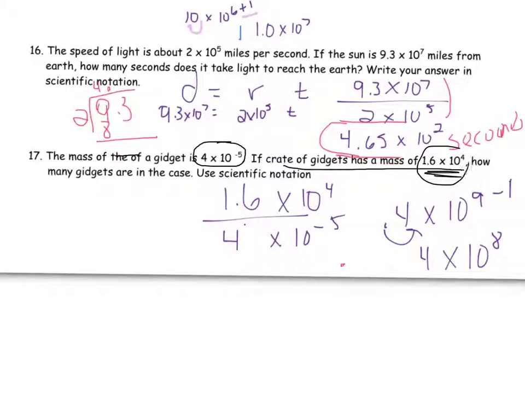So I took my larger number, put it in the numerator. In the denominator, 4 goes into 1.6, 0.4 times, and then I'm dividing powers with the same base, so I have to subtract. 4 minus a negative 5 is 9. It is not in scientific notation, so I had to move my decimal one place greater, so I have to make my exponent one smaller. So this is my answer, and because it is an application problem, we need a label, and we're talking about how many digits there are, so it would be 4 times 10 to the 8th digits.